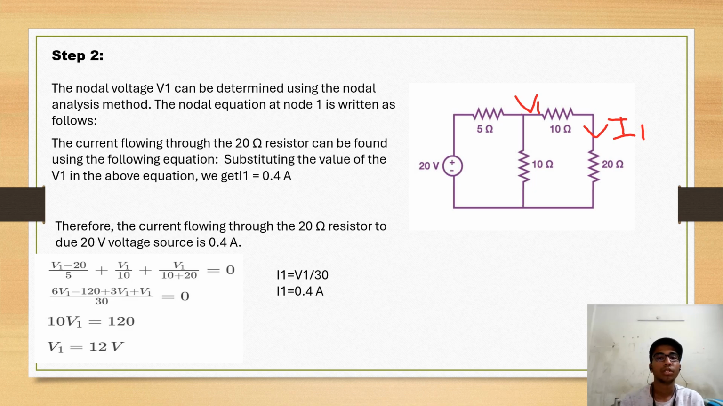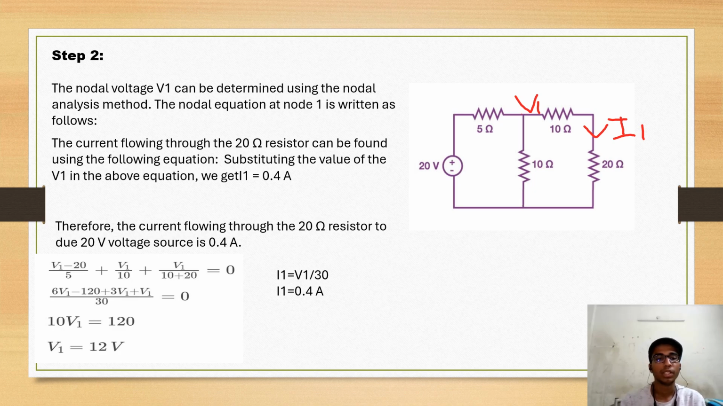The nodal equation at node 1 is written as follows: (V1 minus 20) by 5 plus V1 by 10 plus V1 by 10 plus 20 equal to 0. So we can simplify it: 6V1 minus 120 plus 3V1 plus V1 by 30 equal to 0. Here we can get V1 is equal to 12 volt.